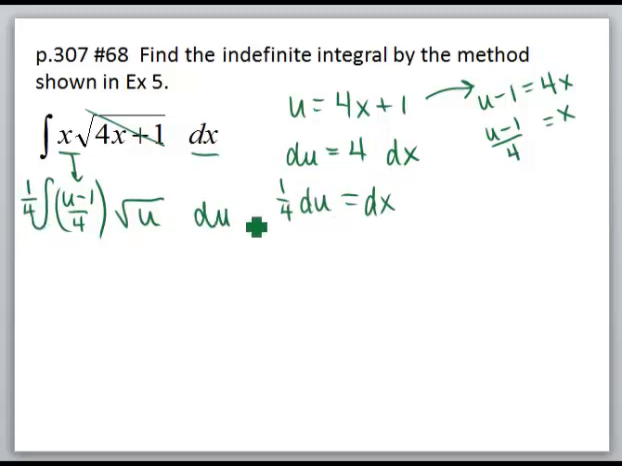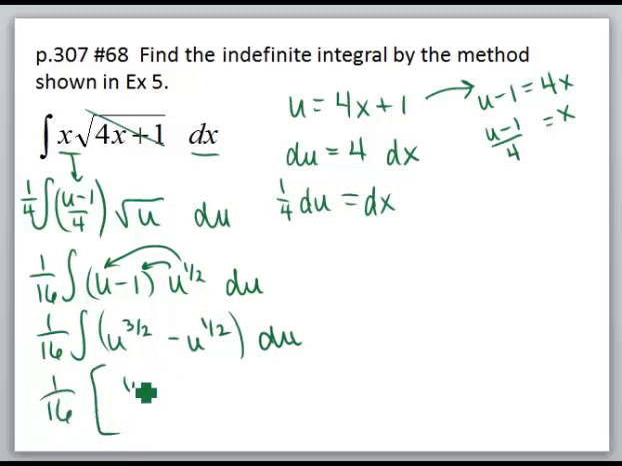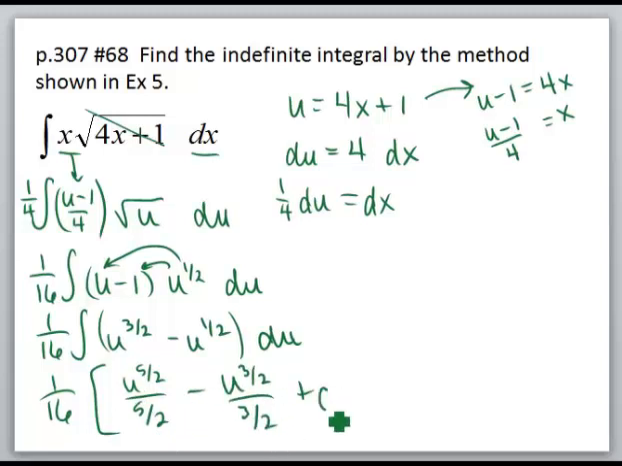Now before I would integrate this, I definitely want to simplify it. So as I look at simplifying this, I notice I have this 4 right here, which would pull out and be 1/16. And then I'd have the integral of u minus 1 times u to the 1/2. So I'm going to now be able to distribute this, and I get u to the 3/2 minus u to the 1/2 du. So now I'm ready to take the integral, which will give me u to the 5/2 over 5/2 minus u to the 3/2 over 3/2 plus c.